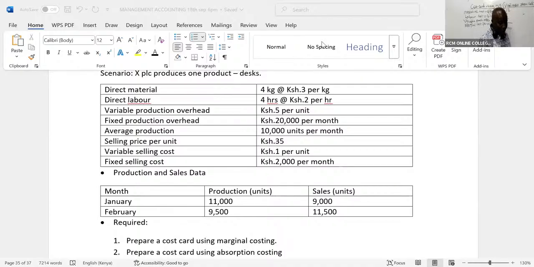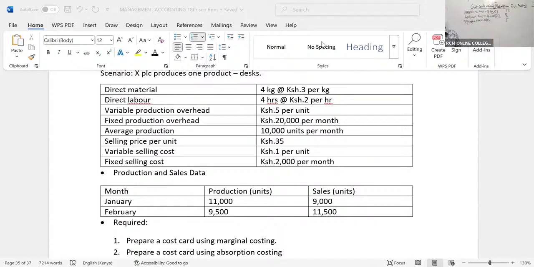What we do about absorption costing, I shall copy everything that I have here, everything, apart from this. So number 2, I'm doing a cost card this time around using what we call absorption. Remember, your examiner at times will use different words. Instead of using absorption, your examiner can easily use full costing. So remember, under full costing, we shall consider variable production cost and the fixed production cost.